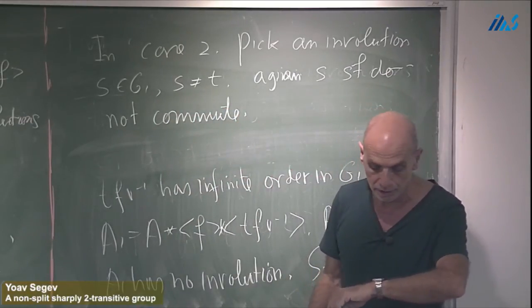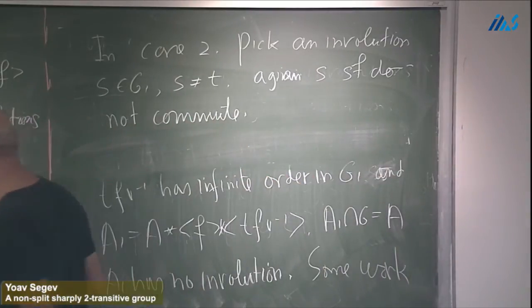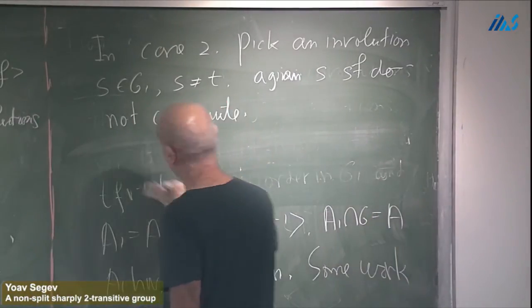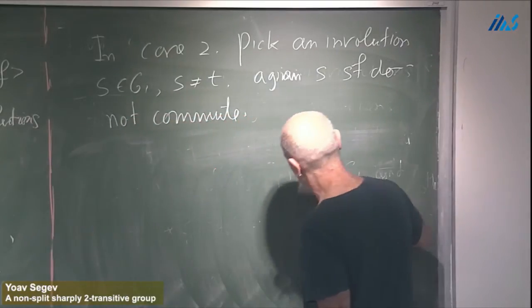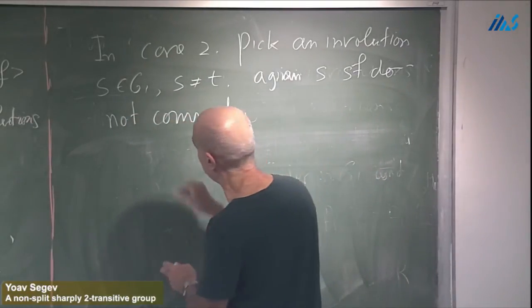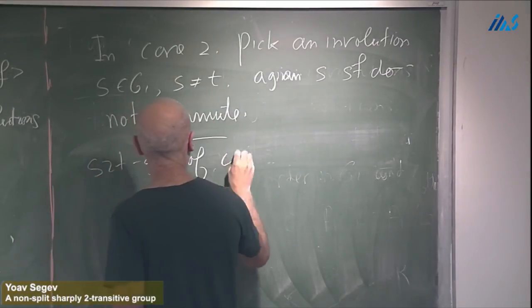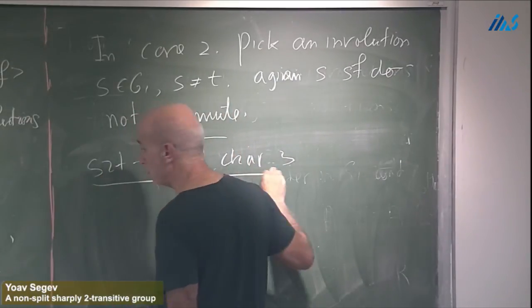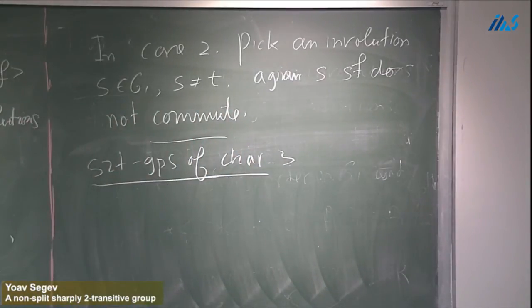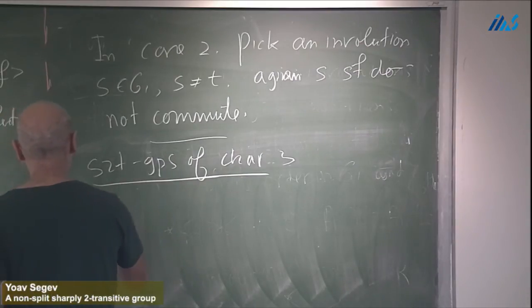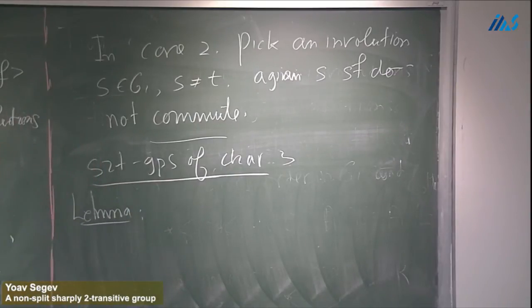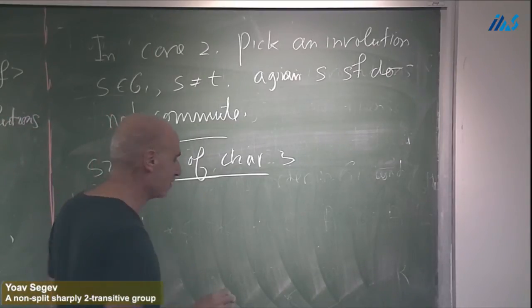And I have some time, right? I still have some time. I want to quickly speak about sharply two transitive groups of characteristic 3, S2T groups of characteristic 3. And I want to show you quickly why those always split. Sharply two transitive groups of characteristic 3 always split, and here is a lemma. This is an old result, and I'll more or less prove it.